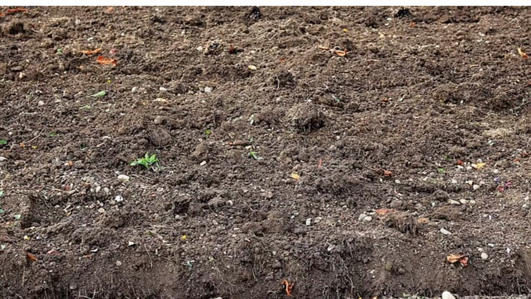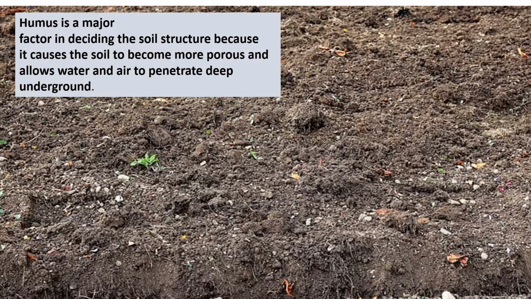So let's take a detailed look at the humus. Okay, dear students. Actually, the type of soil is decided by the average size of particles found in it, and the quality of the soil is decided by the amount of humus and the microscopic organisms found in it. Humus is a major factor in deciding the soil structure because it causes the soil to become more porous and allows water and air to penetrate deep underground.